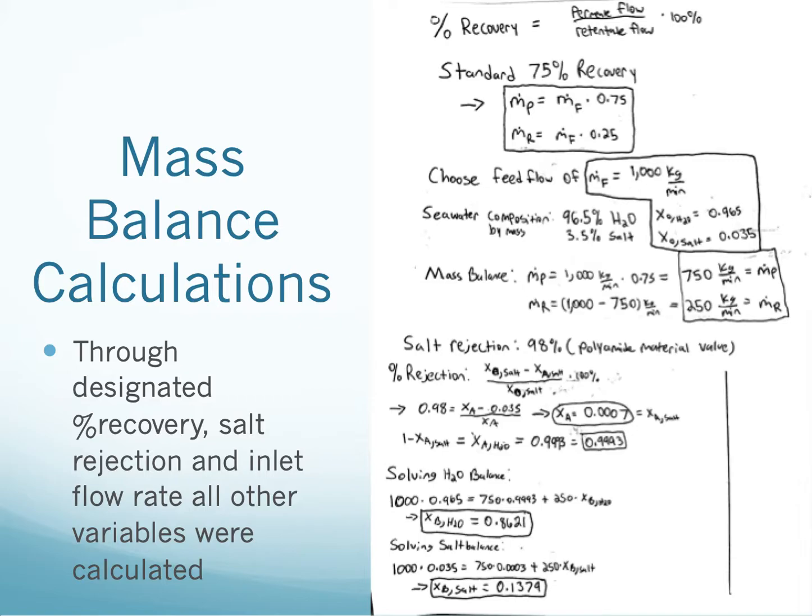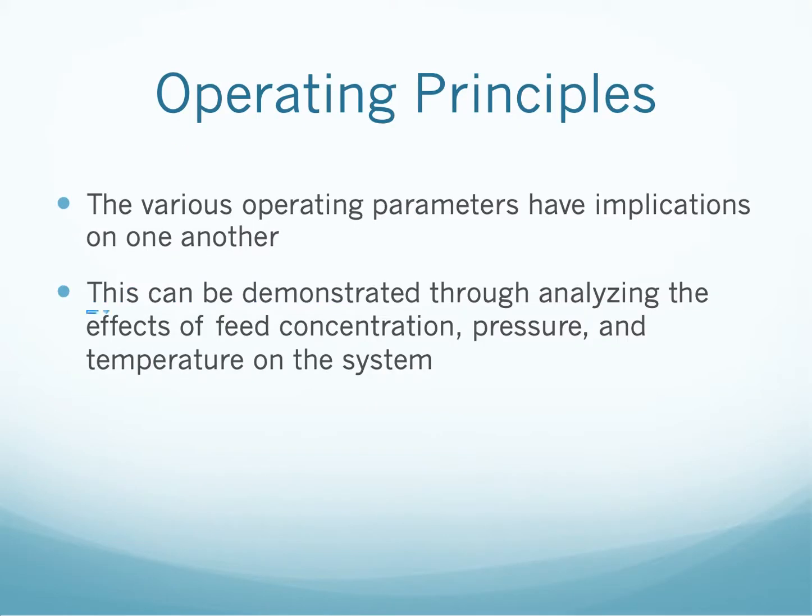And the mass balance calculations can be seen here through the percent recovery equation, and in most reverse osmosis membranes the standard of 75% is achieved through the polyamide membrane, which also has a natural salt rejection of 98%. And these equations were used with the mass balance to calculate the composition of the retentate and the permeate as well as their flow rates.